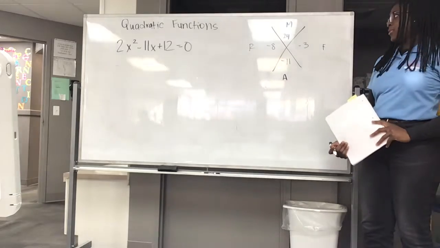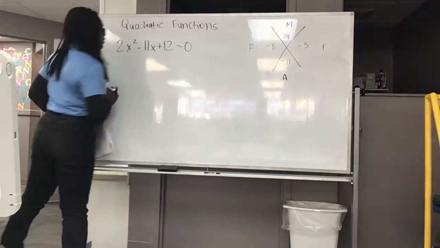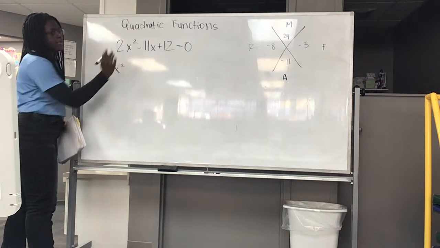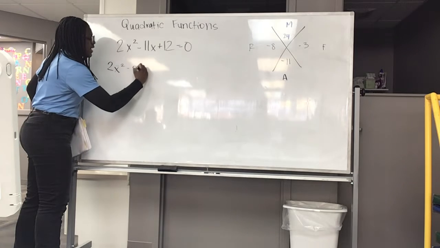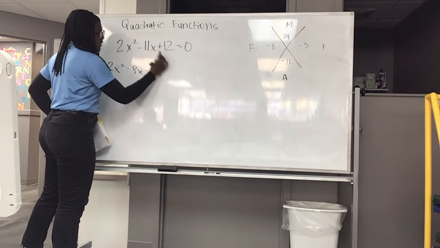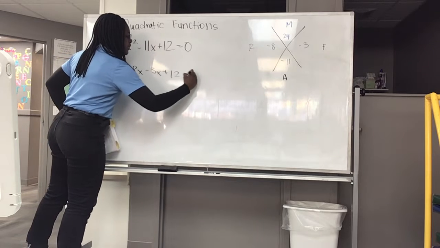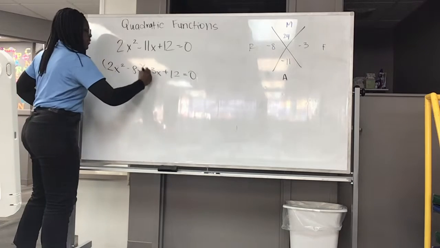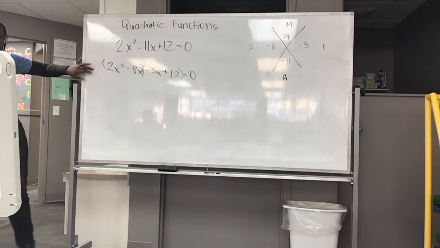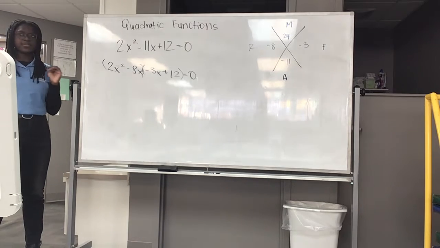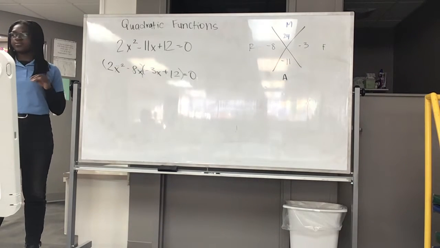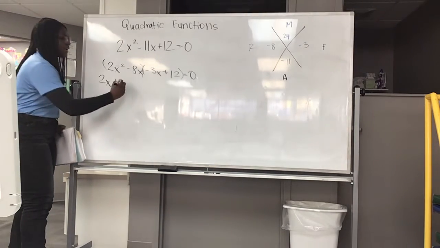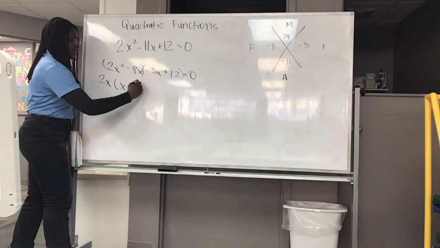So next step is to rewrite. 2x squared I'm going to leave alone. Replace -11x with -8x minus 3x, and then plus 12 equals 0. Okay, same thing. We're going to factor by grouping. So what can come out of 2x squared minus 8x? Does anyone know? Yep, 2x. So that leaves me with just x and then minus 4.